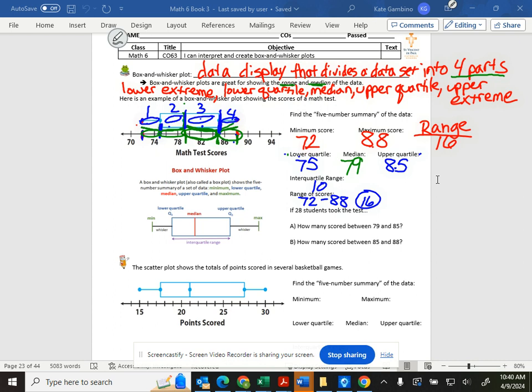So think about what I just said. There are 28 students that took the test, and we know the box and whisker plot divides up our data into 4 even parts. So what do I have to do to see how many scores were in each part? Ava? Listen to what I'm saying. There are 28 students that took the test. We know box and whisker divides up our data into 4 equal parts. How can I figure out how many scored in one of those sections? Lauren?